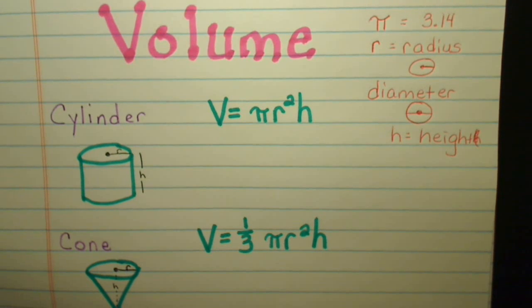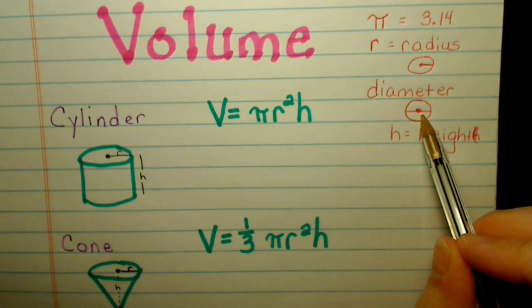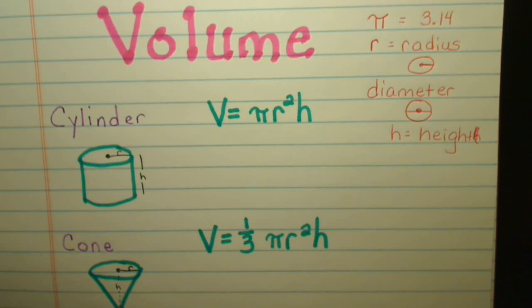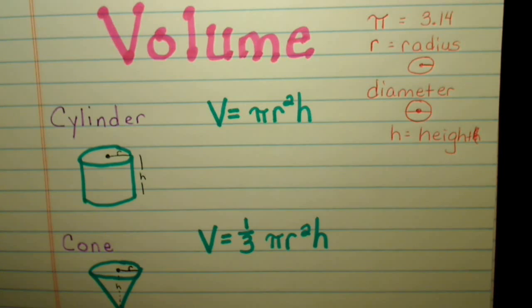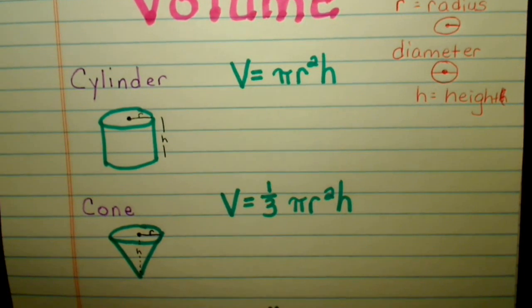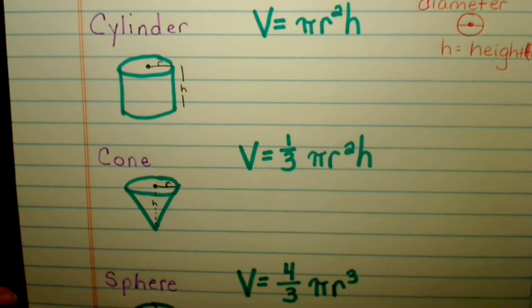One thing you really have to watch for is if in the problem they give you the diameter instead of the radius, you are going to want to half it to get your radius. So these are your 3 formulas you're going to have to memorize in order to find the volume of a cylinder, a cone, and a sphere.